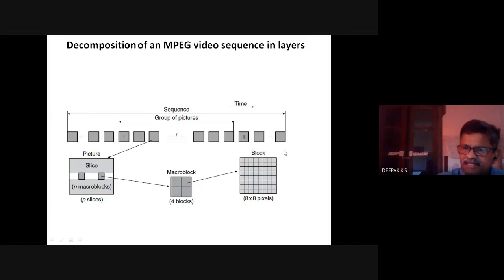So in DCT, we had seen 8 by 8 pixels as a block. 4 such blocks form a macro block. This is 8 by 8 pixels within an image, 1 block. 4 blocks form a macro block, and N macro blocks form a slice, and P slices form a picture. So these are the different hierarchies or splitting up of a video sequence. So this is a basic video sequence, the continuous sequence, frames one after another.